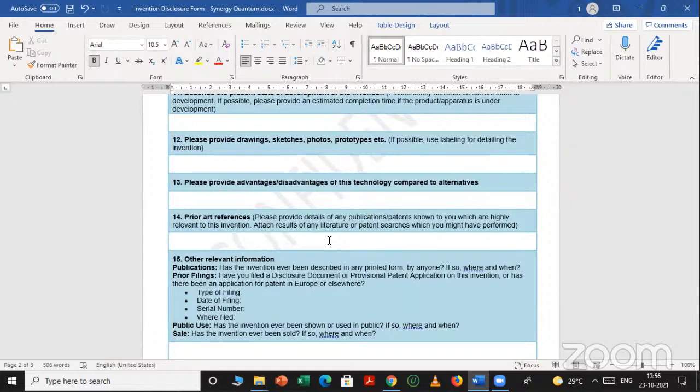Then the 14th point is, I think it will be very obvious to all of you, prior art references. For point number 14, the attorney, or the firm who are managing your patent filing, is going to do the prior art search, and they're going to charge you. But here you have to provide the prior art which is known by you, which you encountered during your research, which you think are prior arts. So you have to provide all the details here.